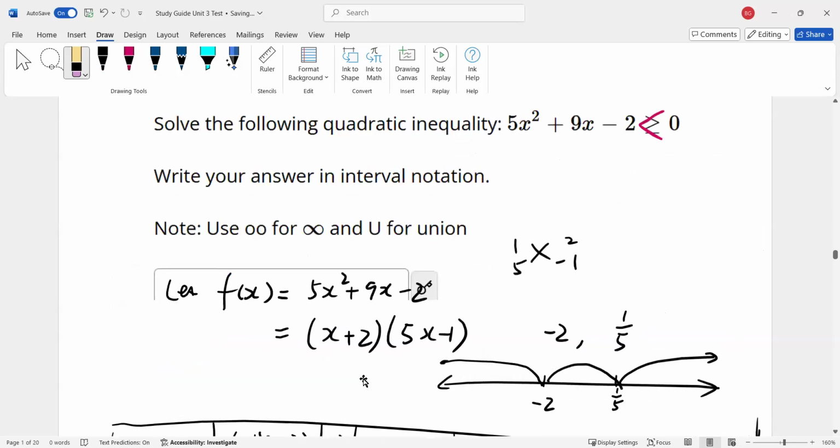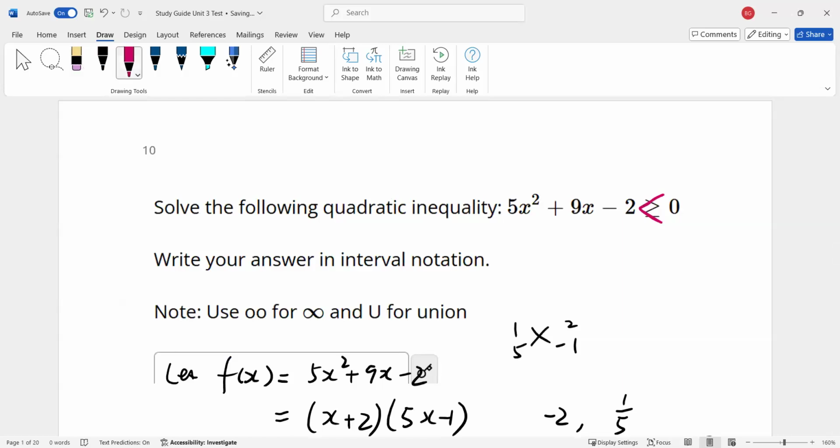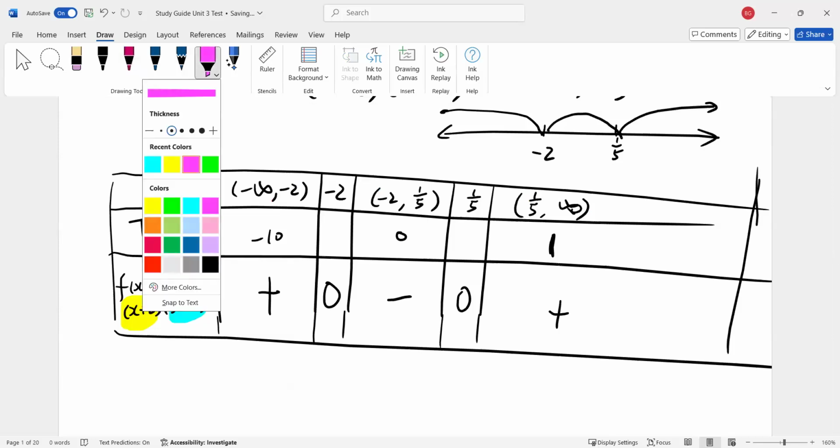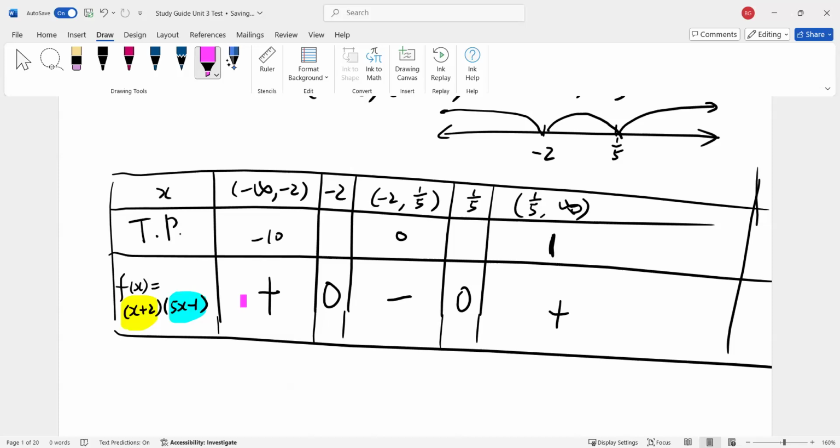What are we looking for? We are looking for intervals or values to make f of x strictly less than 0. That means we want the intervals or values at which the function is negative. We only want a negative. Positive, no. 0, no. Negative, this one's negative. 0, no. Positive, no. So that's it. The solution set of the function is -2 to 1/5, an open interval, because strictly less than 0.